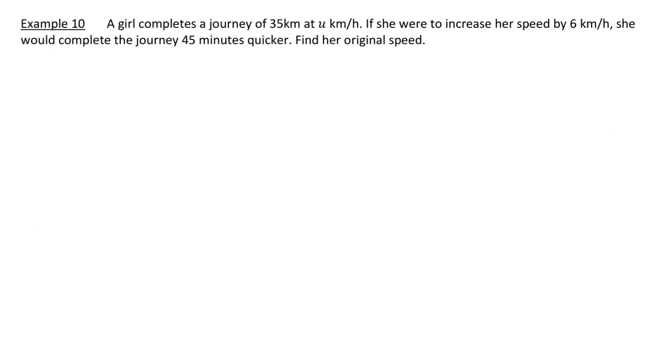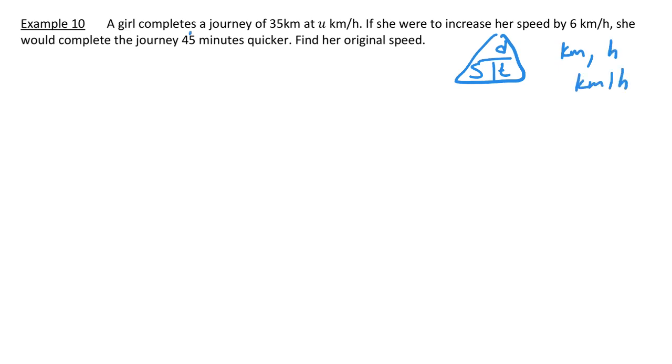Example 10, a girl completes a journey of 35 kilometers at u kilometers per hour. If she was to increase her speed by 6, she would complete the journey 45 minutes quicker. Find her original speed. Now for this, we're dealing with speed. We've got distances and times. So it's important to think that speed equals distance over time. That's our speed, distance, time triangle. And the units are kilometers and hours and kilometers per hour.